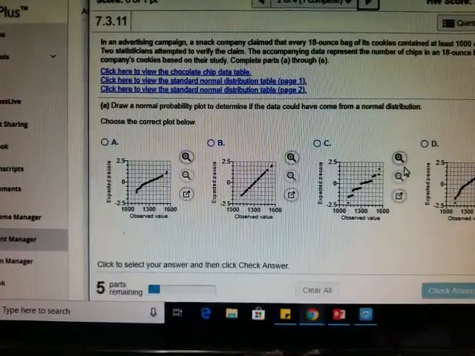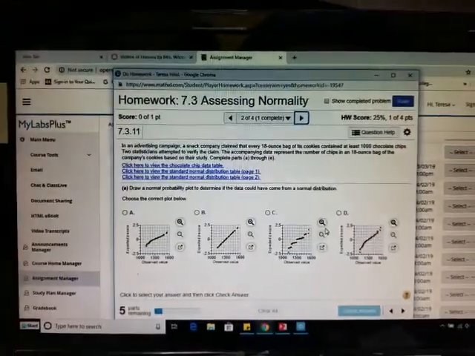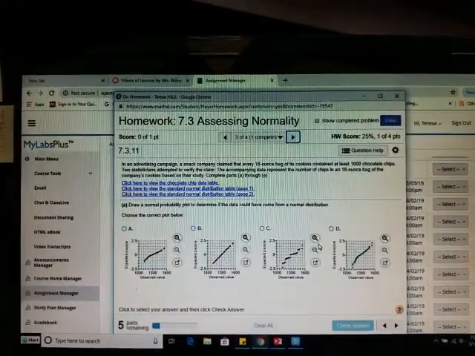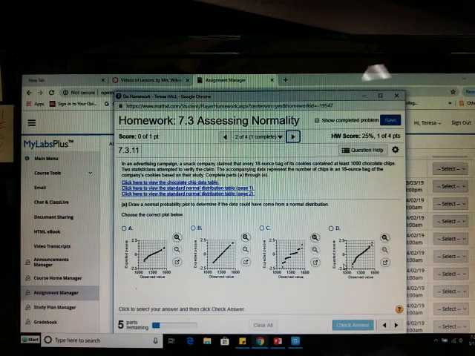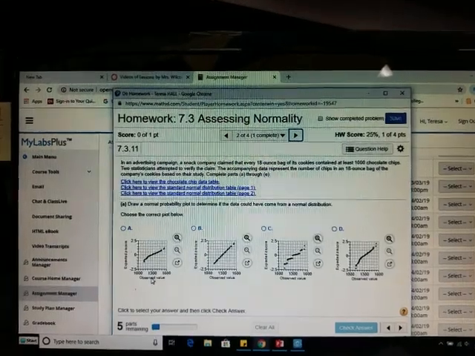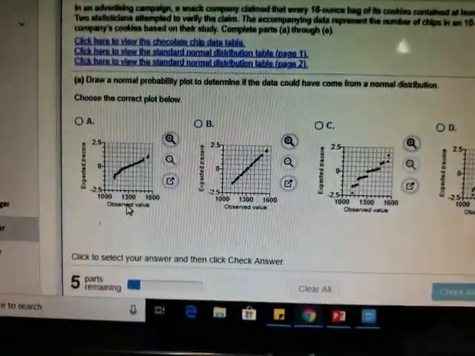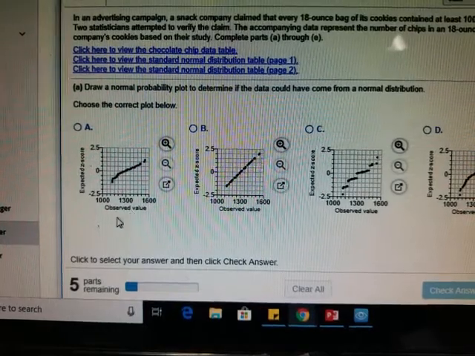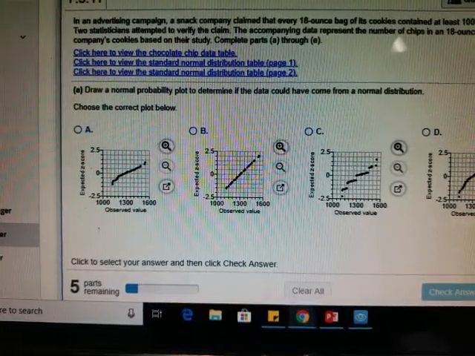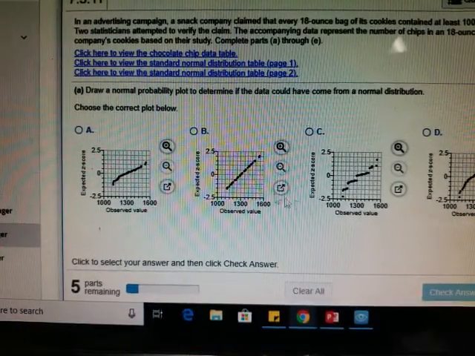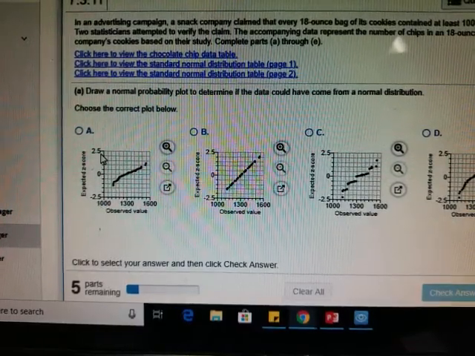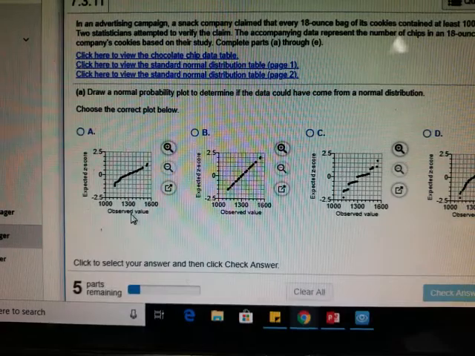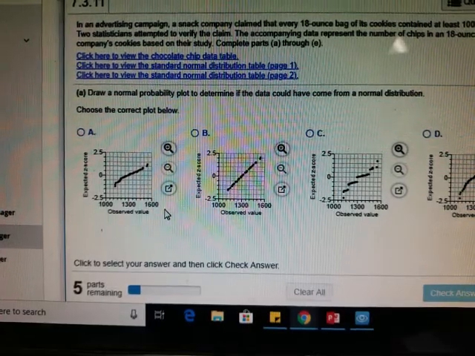All right, so number 2. We are given a lot of different data values here. These are the graphs. If you notice, these x-axes are the observed values. Let me zoom in on these for a minute. All of these say observed values on the x-axis, and all of these y's say the z-scores. The expected z-scores are from -2.5 to 2.5, with the observed values from 1,000 to 1,600.